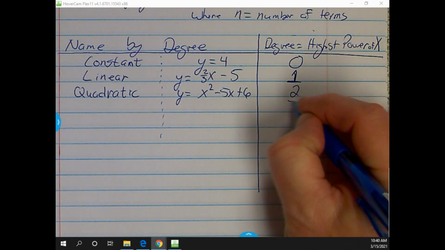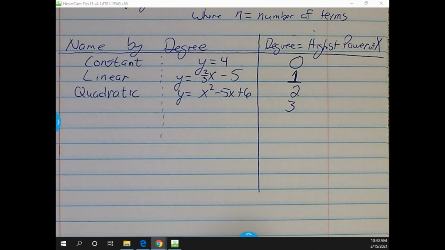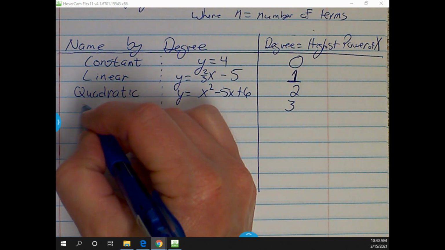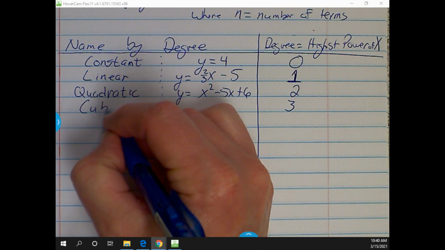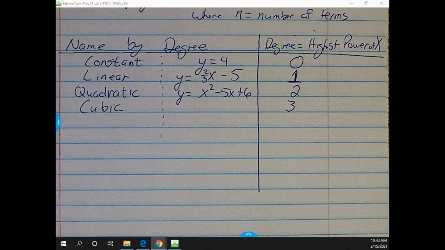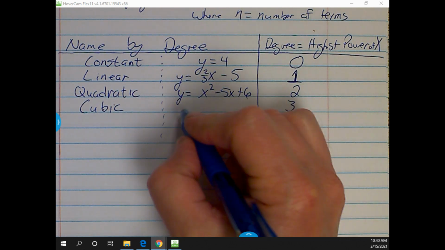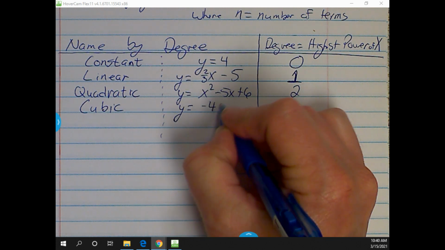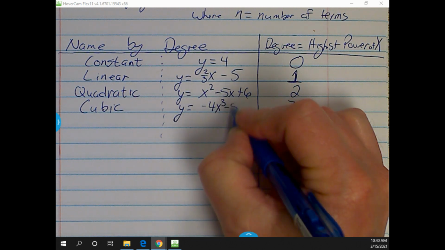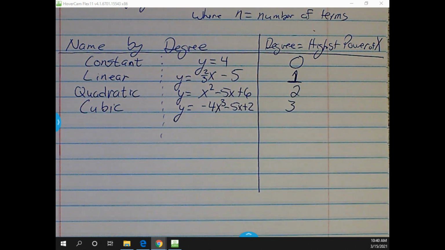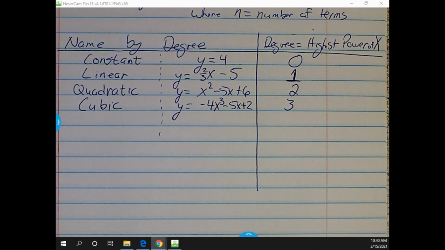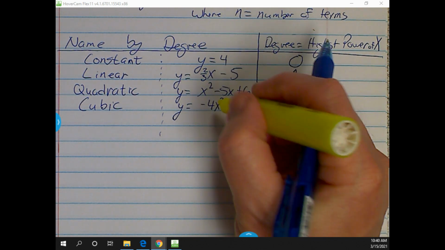All right, if we go to degree 3, you do something to the third power. If y'all remember back, the one shortcut you have for that one was you could say that was something cubed. Well, in that case, they call this one cubic. So maybe it's like negative 4x to the third minus 5x plus 2. The main thing is, again, that you're always going to your highest power of x to figure out what the degree is going to be.